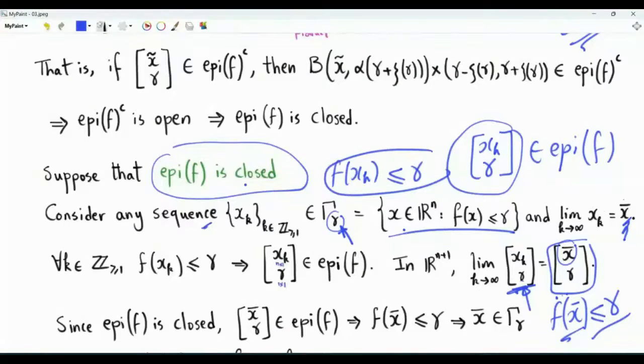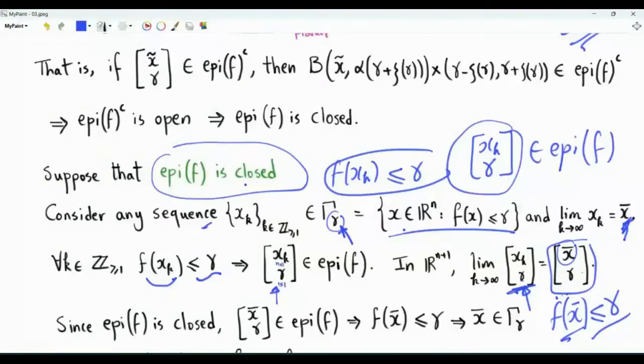What we did is that we exploited the fact that f of xk is less than or equal to gamma for every k that is a positive integer. This means that the n plus 1 dimensional vectors in which we have xk as the first n components and gamma are in the epigraph of f. If we take the limit of those vectors, then the limit is this vector with the first n components being equal to x bar and the last one being equal to gamma.